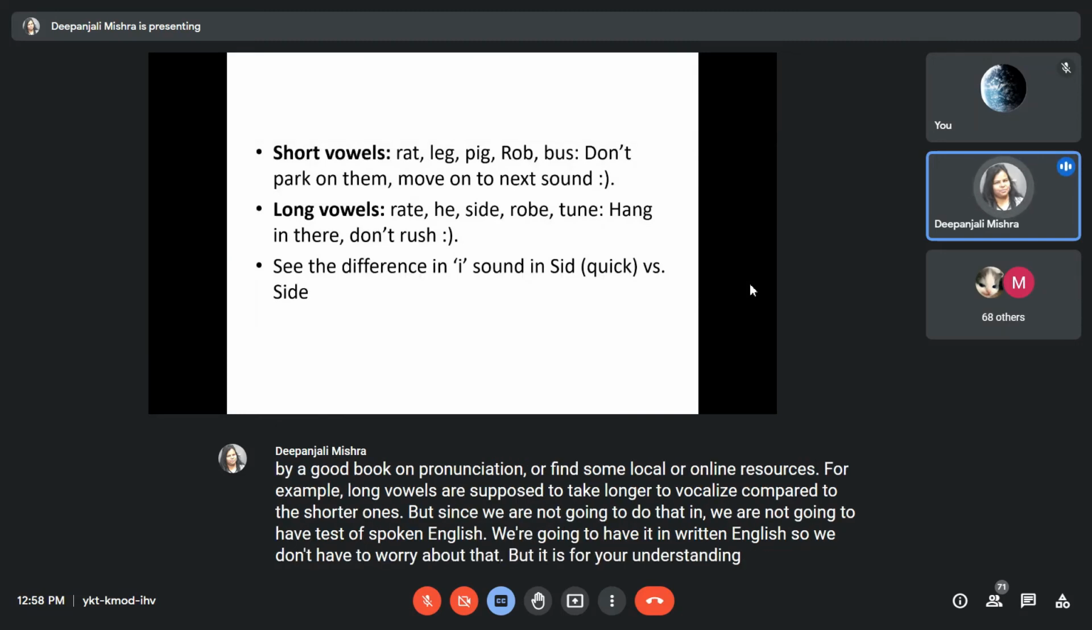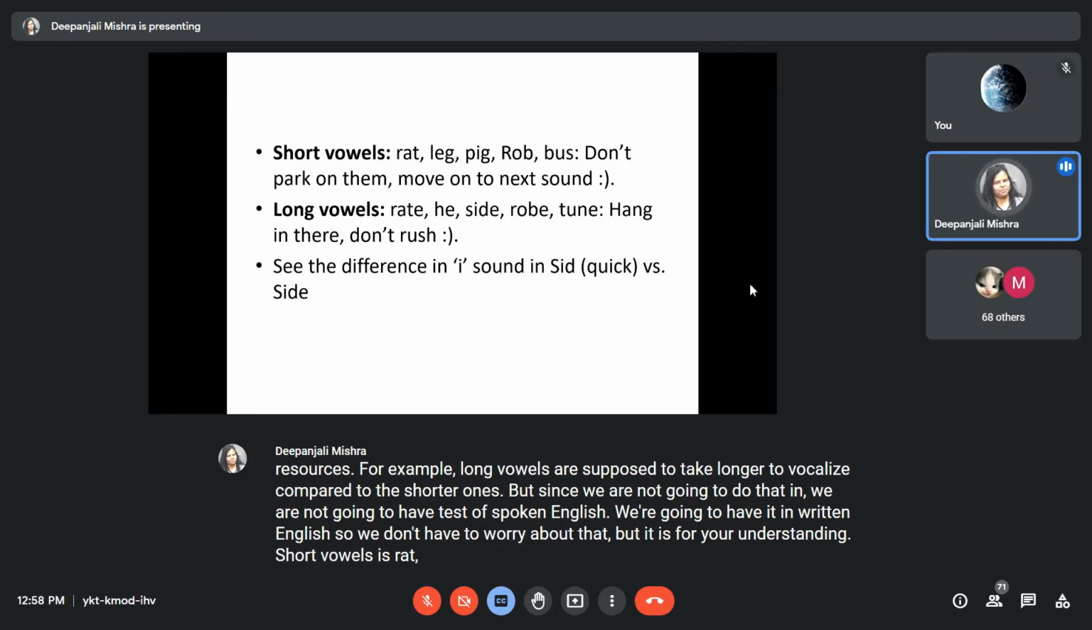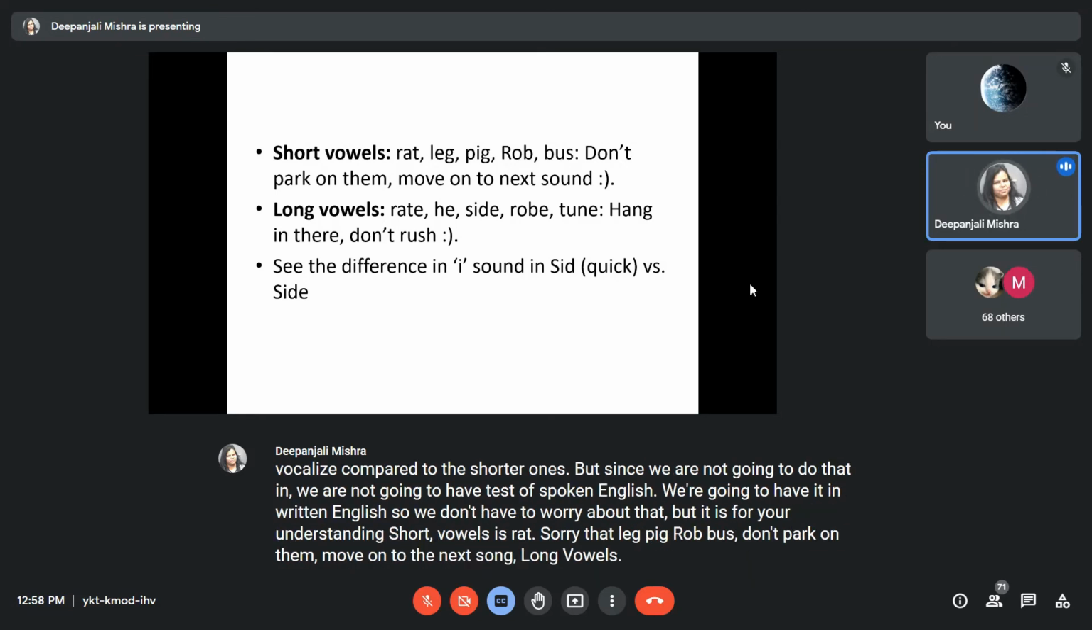Short vowels: rat, leg, pig, rob, bus. Don't park on them. Move on to the next sound. Long vowels: rate, he, side, robe, tongue. Hang in there, don't rush.